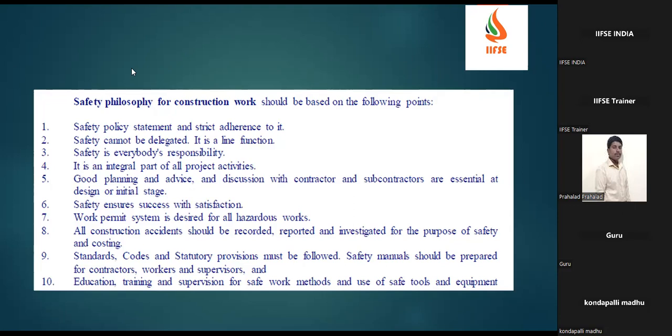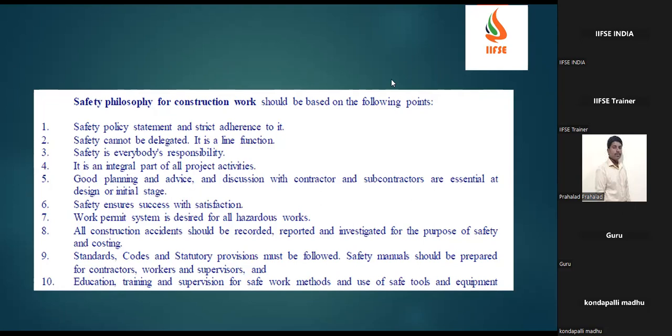Mr. Muthu, please be on mute. If you have any doubt, you can unmute yourself and talk. Otherwise, try to stay on mute.